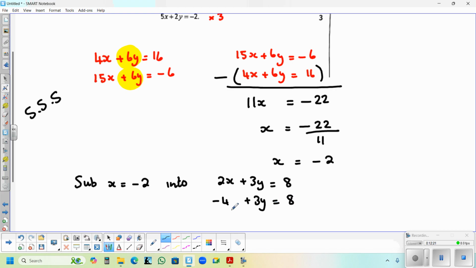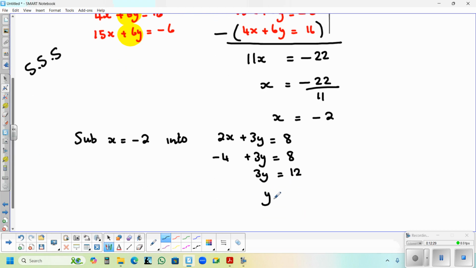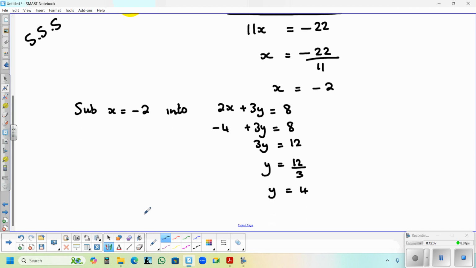I'm going to add 4 onto both sides, so it disappears from that side, and 8 plus 4 is 12. I don't want 3 times y, I want y, so I'm going to divide both sides by 3. 12 divided by 3, y is equal to 4. Double underline your answers, so x is equal to negative 2, y is equal to 4. And that's our final answers. Double underline. I've not done it very neatly, but that's okay.